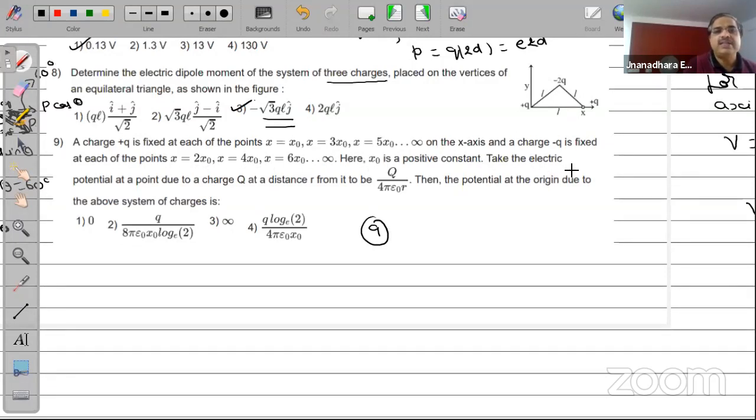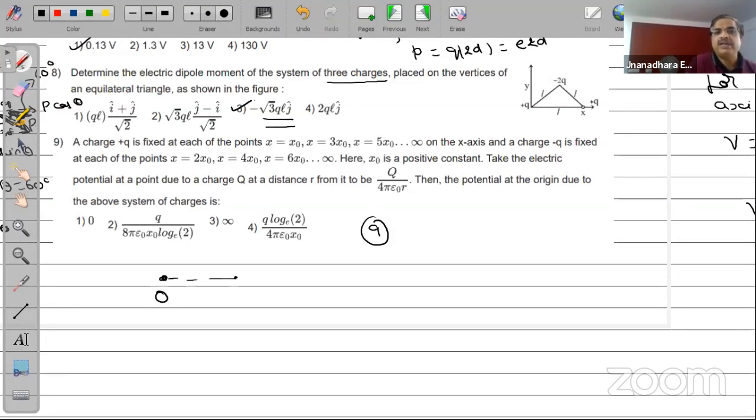Therefore, take the electric potential at a point due to the charge Q at a distance r from it to be Q by 4 pi epsilon r. Okay. Then the potential at the origin due to the system of charges. So imagine this is the origin.